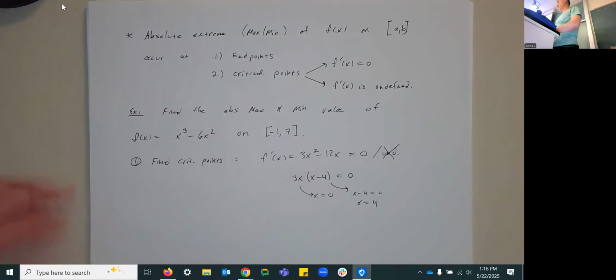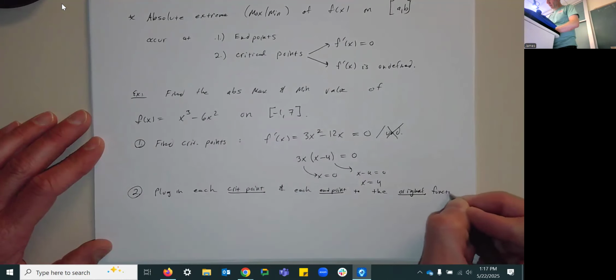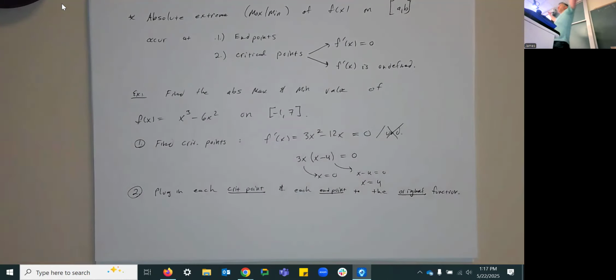Then step 2, you're going to plug in each critical point and each endpoint to the original function, not to the derivative. And then whichever value is the biggest, that's your maximum. Whichever value is the smallest, that's your minimum. So usually finding absolute extreme values is pretty not terrible.